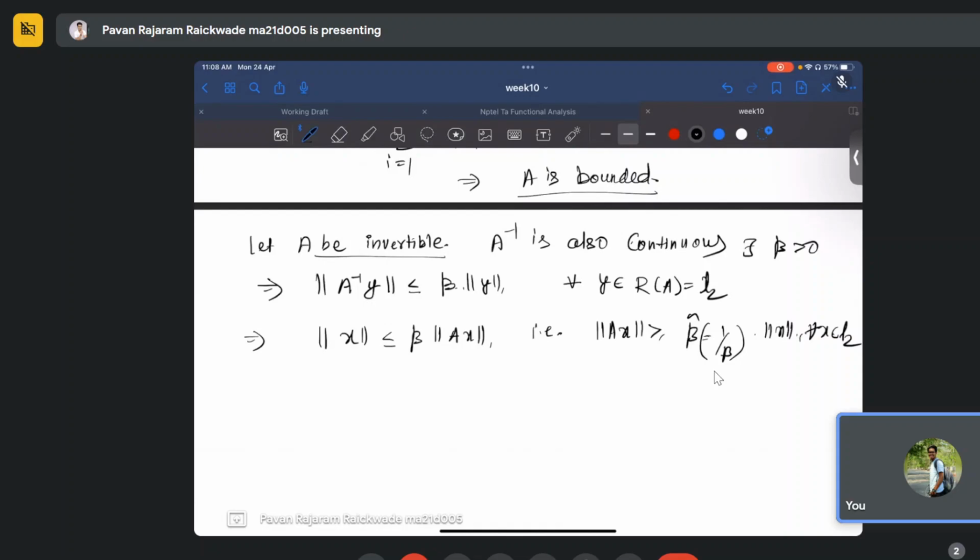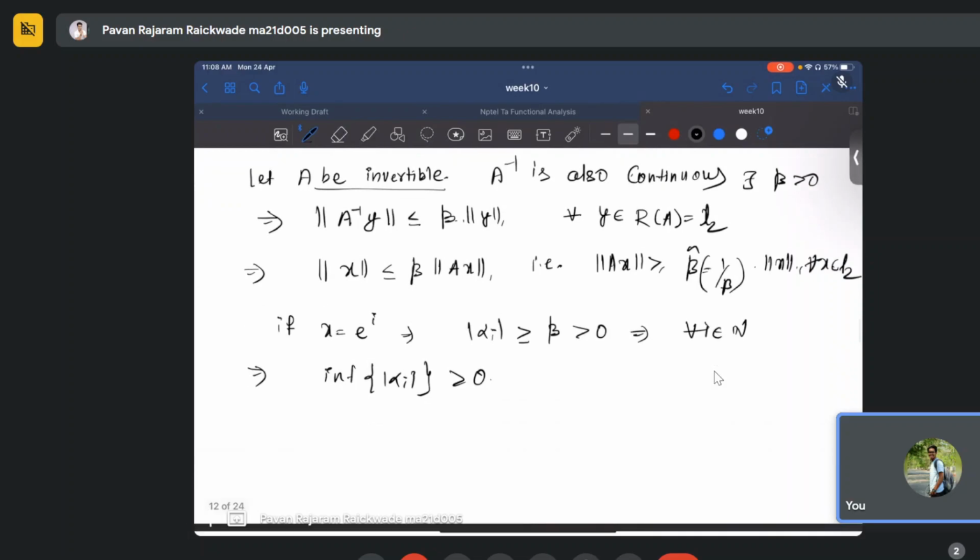What can you say now? This is happening for all x belongs to L2. So if we take x as the standard vectors e_i, then the norm of A e_i is modulus of alpha i, which is greater than or equal to beta times the norm of x, which is 1, so strictly positive. So it implies mod alpha i is strictly positive for all i. That means the infimum of mod alpha i is again strictly positive. So this one-sided implication follows.